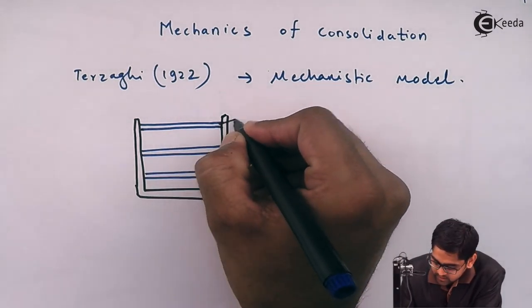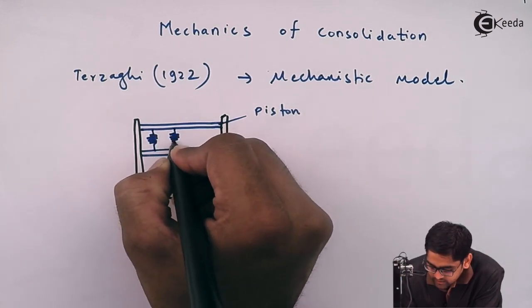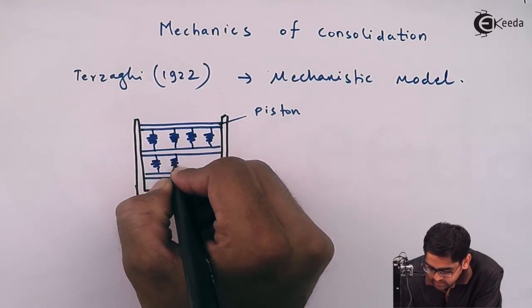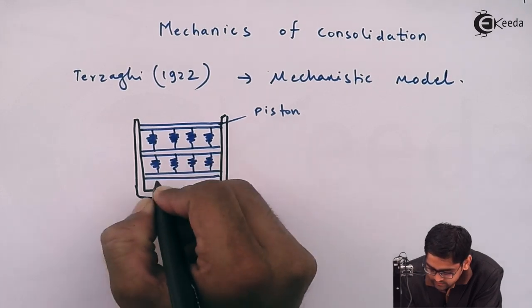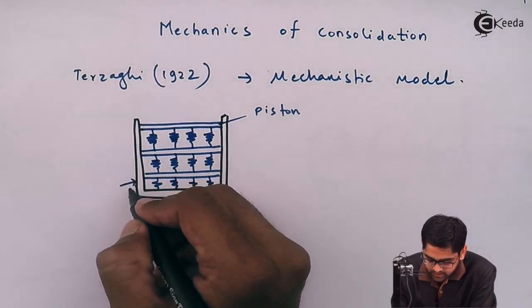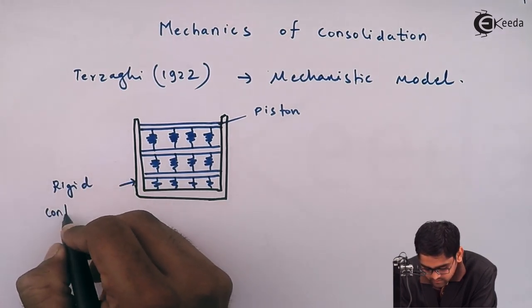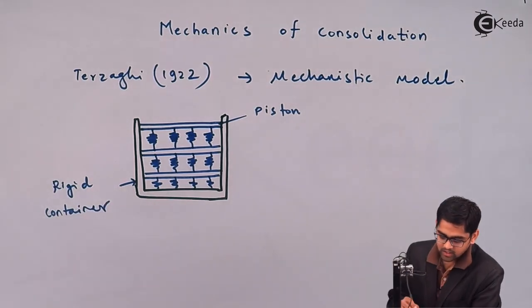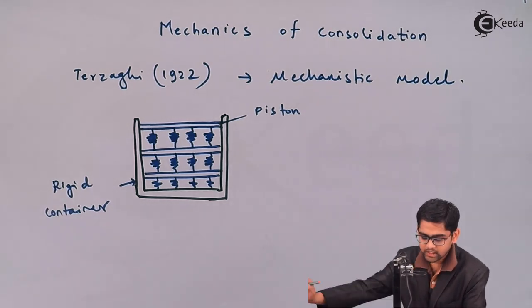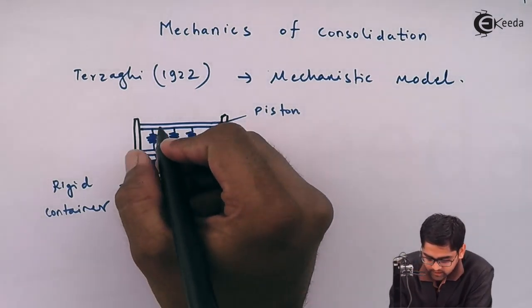So these are like pistons, and there is a series of springs present, and they are interconnected with each other. And this is the rigid container. And the beauty of this model is that it actually predicts the consolidation phenomenon of the soil. So we'll move ahead with this model.